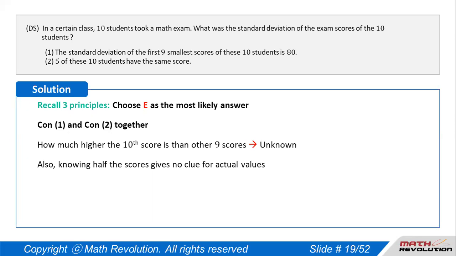And the second condition says 5 of these 10 students have the same score. It's okay. 5 of these have the same score. Their deviation happens to be 0. But what about the remaining 5? Because I'm not talking only about the 5 students as the first or the last. I'm talking about the whole set of 10 students. So for 5, the deviation happens to be 0. But what about the remaining 5?